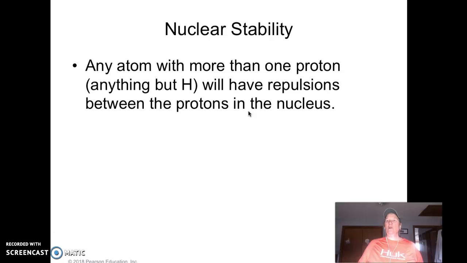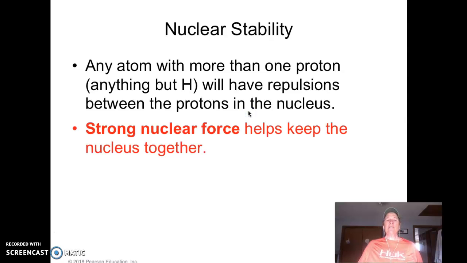But if you have a big one, where you have like 40 protons in there, there's going to be some serious forces trying to push them away. So they have something called the strong nuclear force. The strong nuclear force helps keep the nucleus together. When you're looking at forces in an atom, the weakest by far is gravity. And think about how strong gravity is in our lives. But in an atom, it's a really weak force. The nuclear force is much stronger.